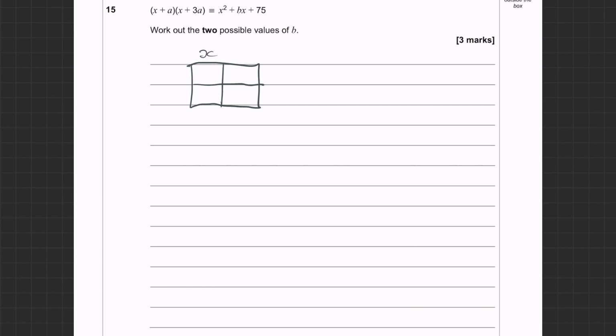we've got x plus a, and then x plus 3a. Well, x times x is x squared, x times a is plus ax, x times 3a is plus 3ax, and 3a times a is plus 3a squared. Write these values out, so we'll have x squared plus ax plus 3ax plus 3a squared. And then simplify it down because we've got two like terms. We've got x squared plus 4ax plus 3a squared.